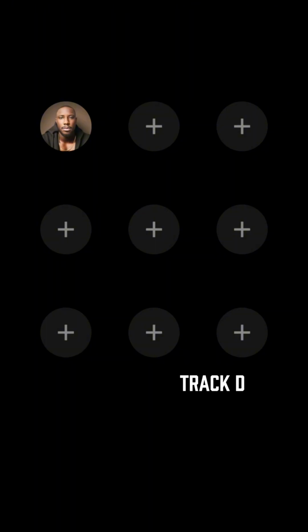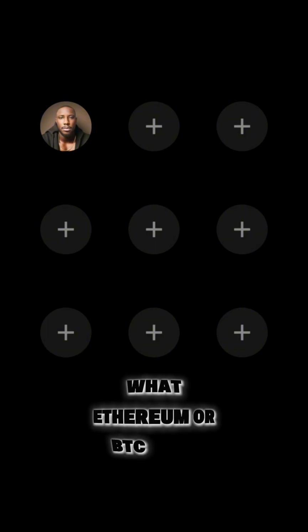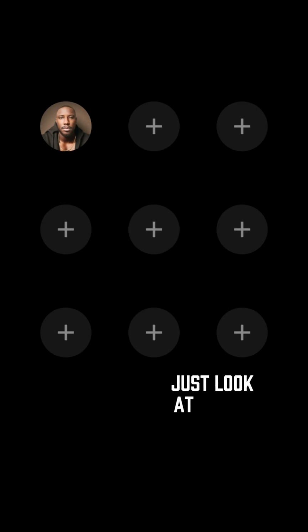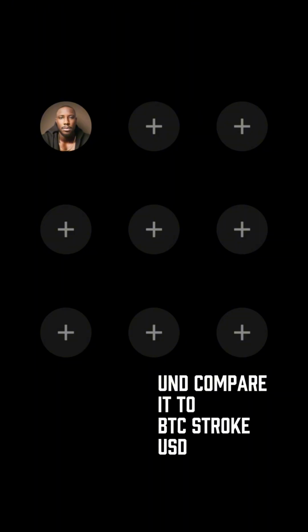Track DXY for at least the next 5 days. Look at it. Just look at it. Okay? And see what Ethereum or BTC does. Just look at it. As it is moving for you, you look at it, as well as look at BTC and Ethereum. Okay? Use TradingView, search DXY, and compare it to BTCUSD.